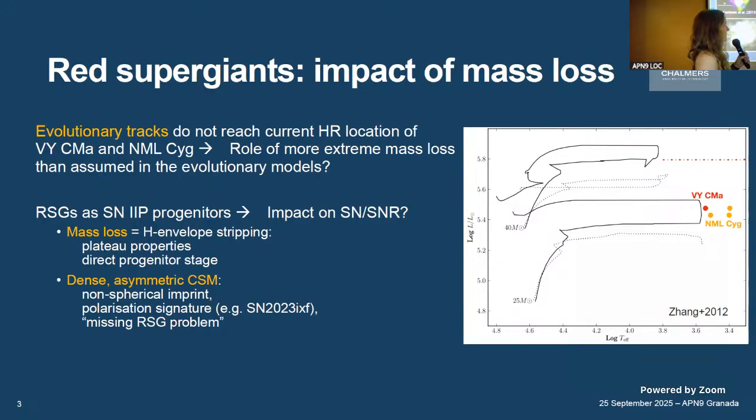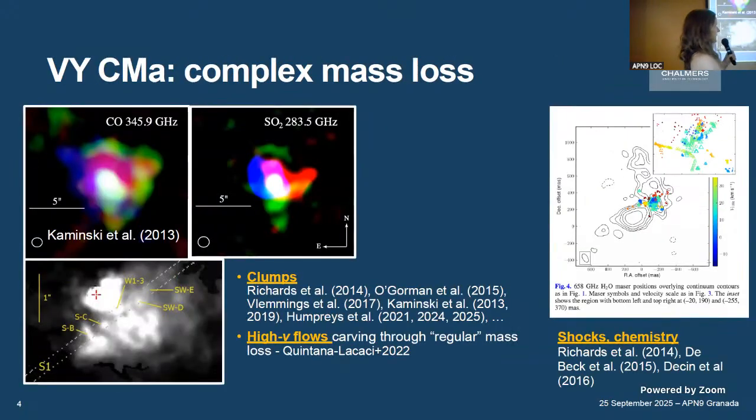So, VY Canis Majoris looks like a mess. It has a lot of clumps and dust and gas. Guillermo found some high velocity outflows that basically plow their way through the regular mass loss. We see all kinds of shocks when the gas runs into some of these massive dust clumps. This causes shock chemistry, of course, that we can trace. So there's plenty going on there.